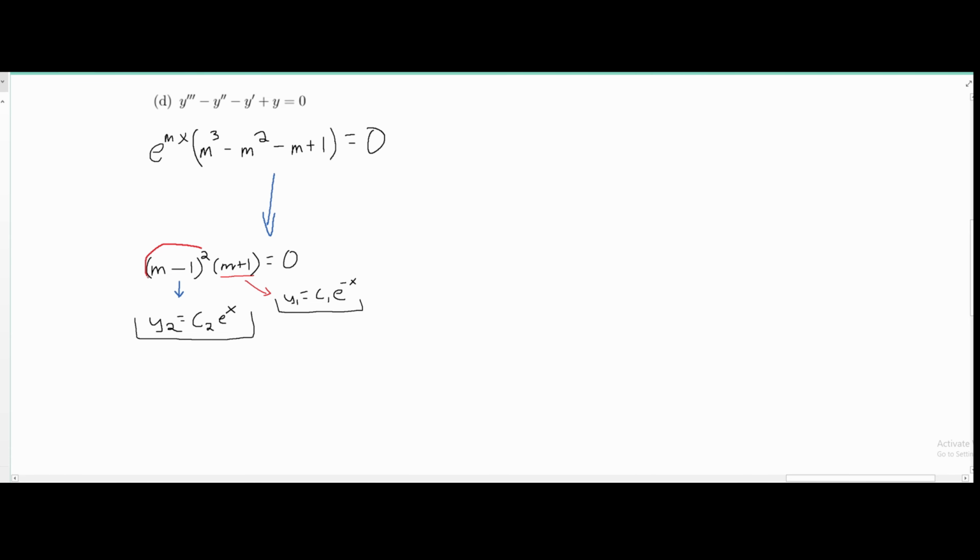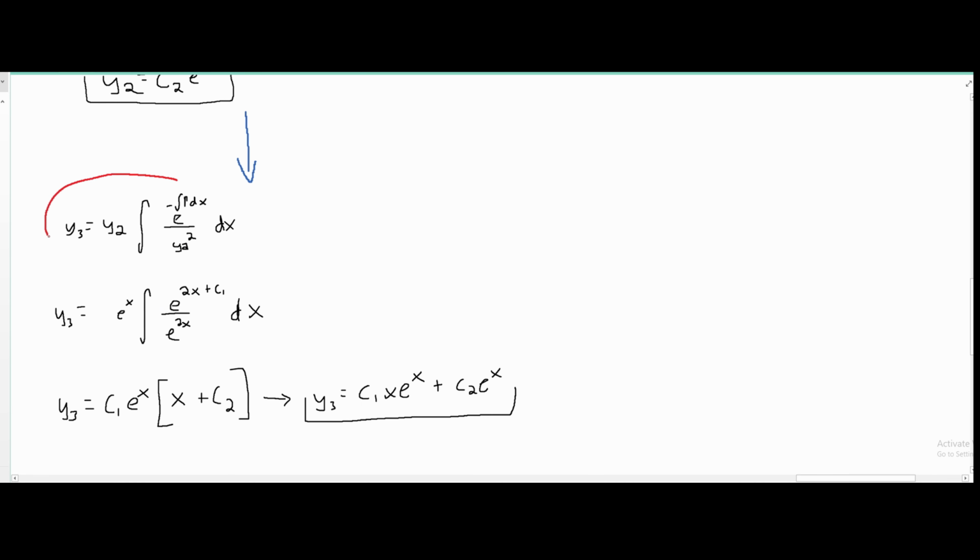So after we find the y for this, which is this, y2 equals c2 e to the x, we have to use reduction of order to get the second y value. So this is the reduction of order that we are going to be using to solve this. After we plug everything in, we're going to be left with this down here.